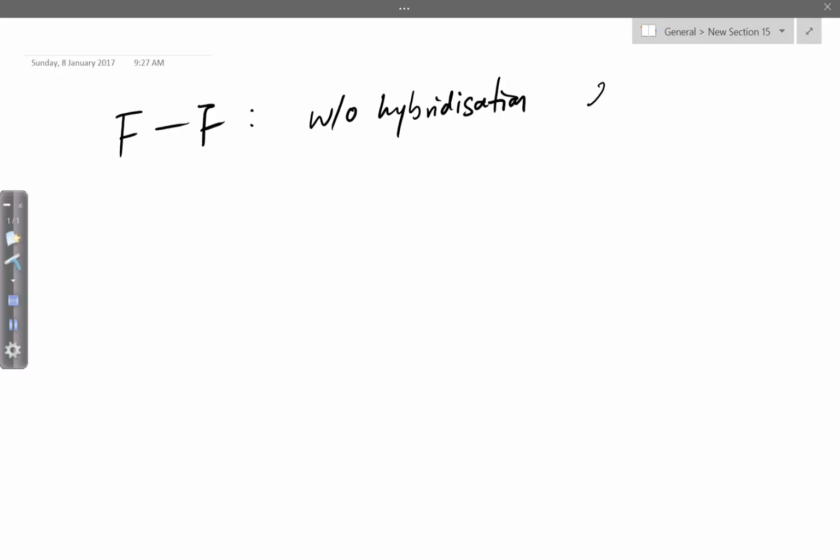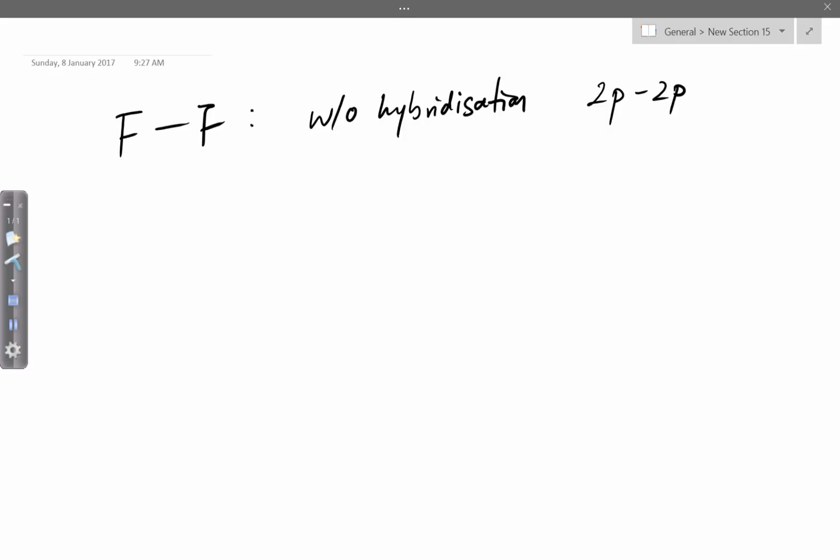For F-F bonds, what overlap is involved? Now that you have learned your hybridization, correct? Take note, chemical bonding is before the chapter on hybridization, correct? So at this point in time, students don't explain it in terms of hybridization yet. But of course, you can explain using both ways, right? If you explain without hybridization, what orbitals will be involved? 2p orbitals, right? So you have a 2p overlap.